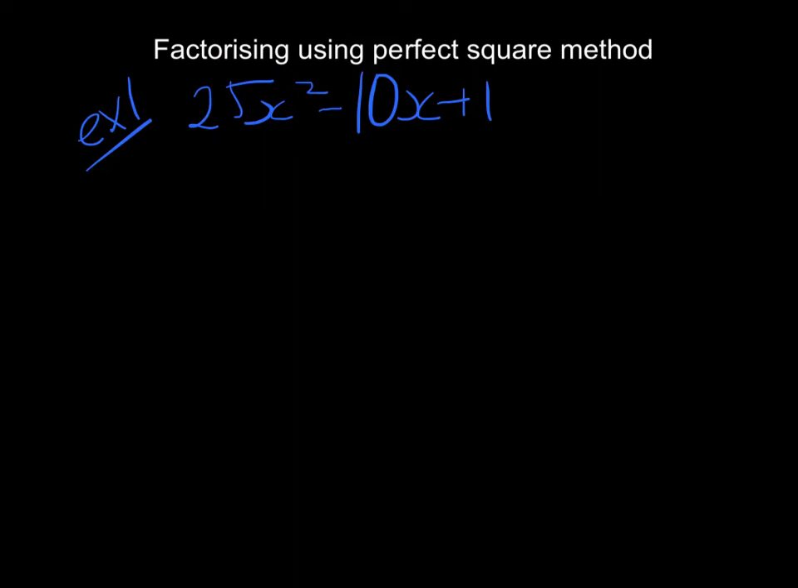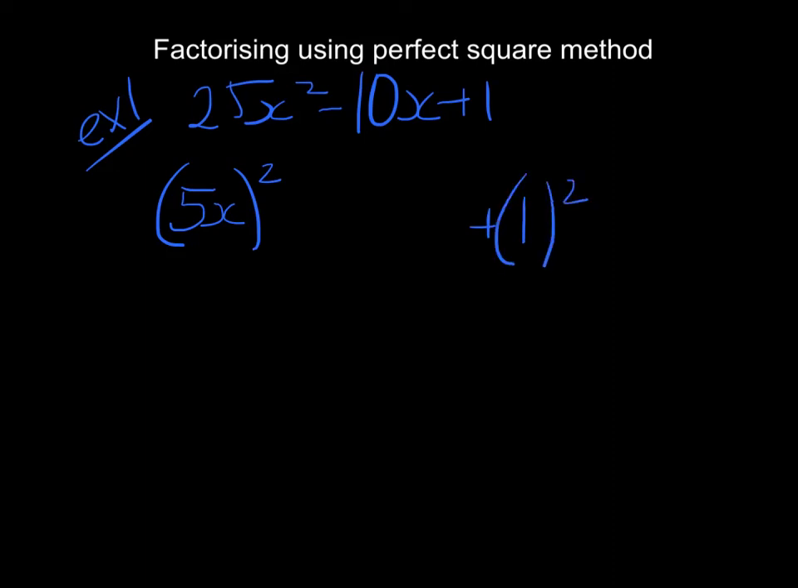So let's have a look. That first term is 25x squared. 25 is the square of 5, and x squared is the square of x. So I know that that's actually 5x squared. Now, in the middle, let's not worry about it. Let's look at the last term. 1 is the square of 1, so that's fine. I've just got 1 squared.